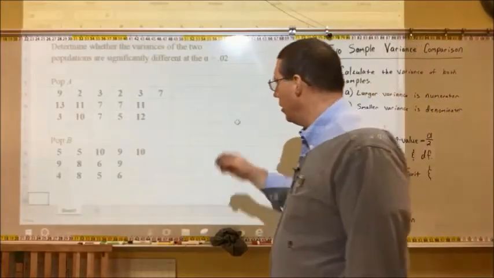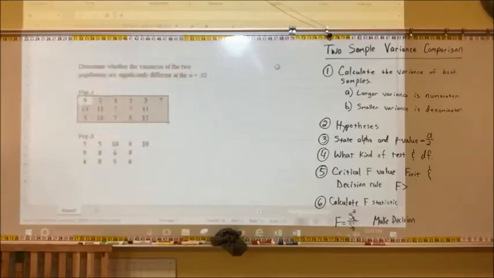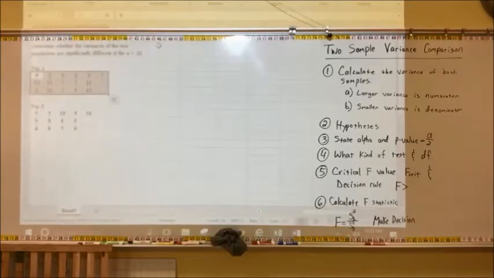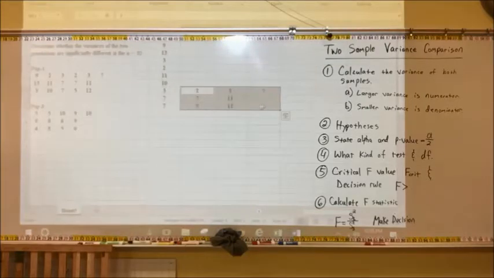All right, so let me go ahead and find the variances of these two samples. I'm going to take population A and bring it over here to the side. Sorry, I'm zooming out here. Let's put it right here. I'm going to put them in one column, which is how I want them.